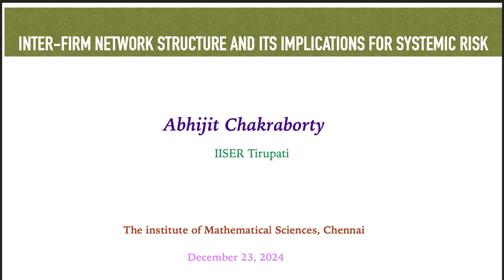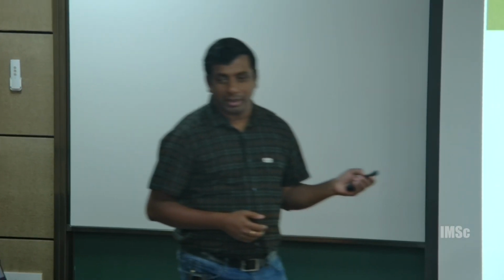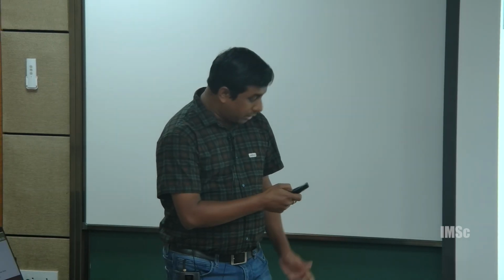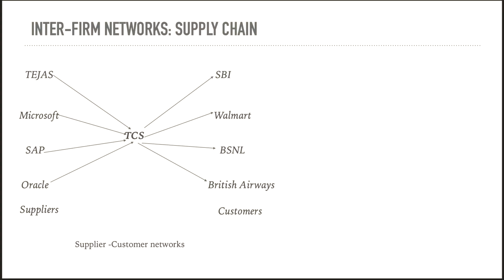Yeah, so I will be talking about interfirm network structure as part A, and part B is how the structure affects systemic risk. So, this is how interfirm networks look like.